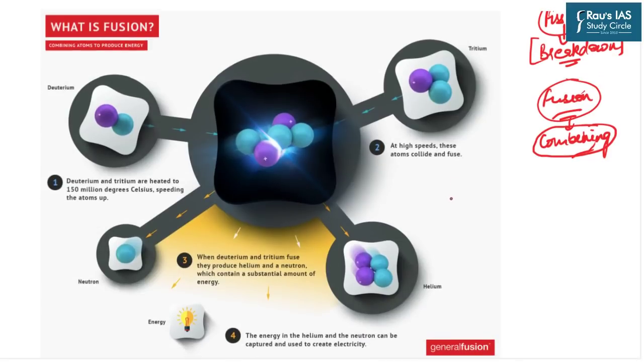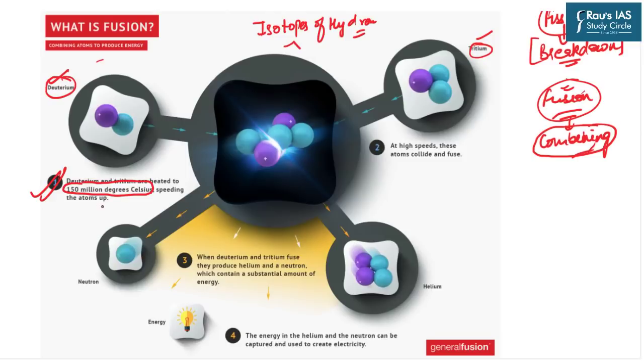Let us understand this with the help of this demonstration. So what happens is that there are two elements, that is deuterium and tritium. Deuterium and tritium are the isotopes of hydrogen, and these elements are combined or fused together to generate the energy. But the important point is that deuterium and tritium can be fused together only in the presence of huge heat and temperature. That is why it is said that deuterium and tritium are heated to 150 million degrees Celsius to speed up the atoms. Now we'll discuss why this is so.